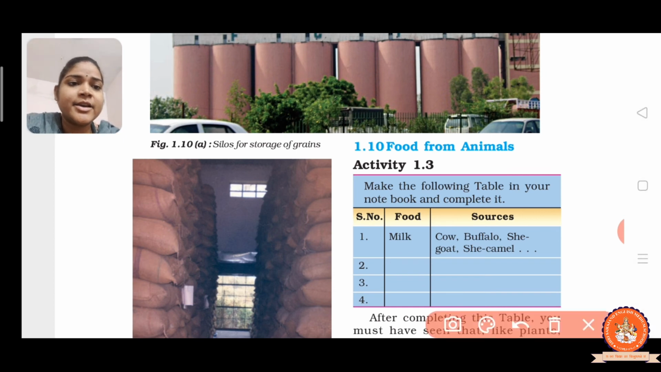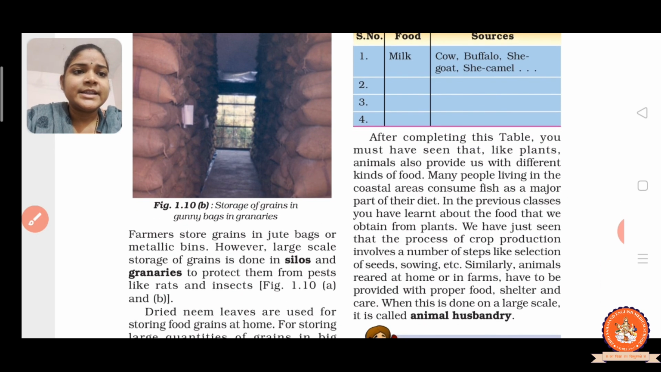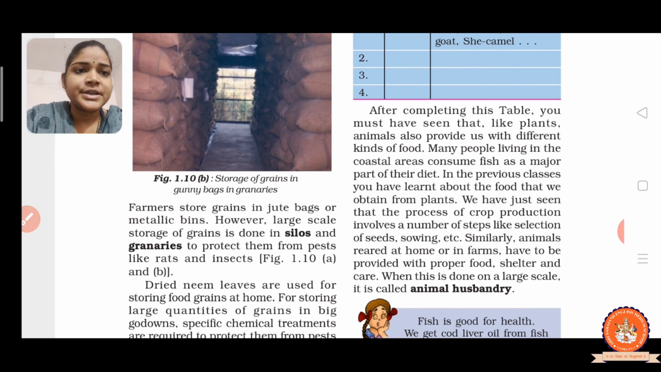First we discuss the meat provided by pig, goat and cow, and also from chicken, right? Or hen. And eggs are provided only by the hen and duck. And fishes, there are various kinds of fishes. So we can conclude that like plants, animals also provide us different kinds of food, right?